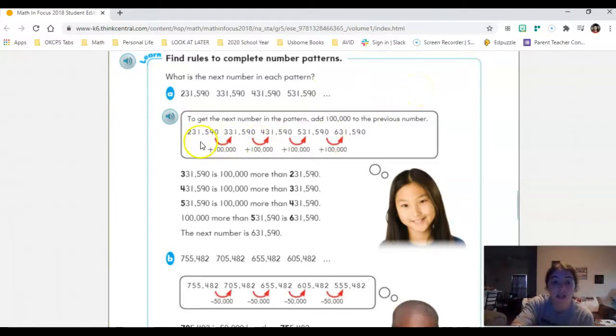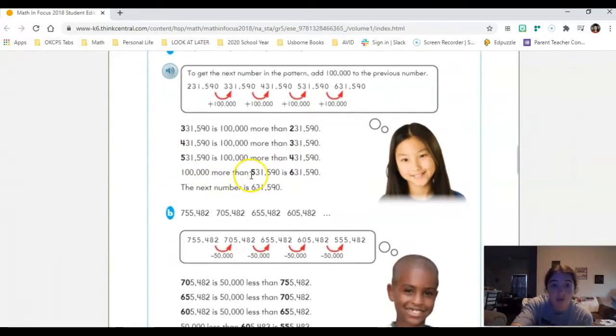So we have to find what is similar. Well, it looks like they're going up by 100,000. 300,000 is 100,000 more than 200,000. 400,000 is 100,000 more than 300,000. And then 500,000 is 100,000 more than 400,000 because it's in the 100,000s place value. So our next number, if we go from 531,000, it would be 631,000, and if we kept going, we would just add 100,000 to each number. So after 631,000, it would be 731,000.